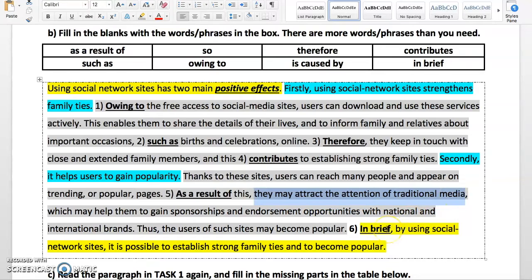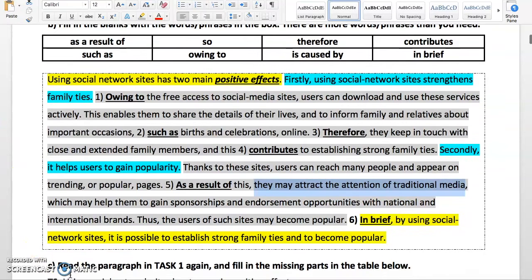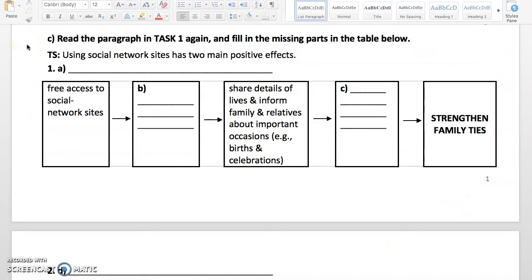And in the 6th blank, the writer has the last sentence. The writer used in brief and summarized the paragraph. Maybe we can also use in short. Now pause the video and have a look at C under task 1 and please fill in the missing parts. Okay, I hope you filled in the blanks. Let's have a closer look at them together.